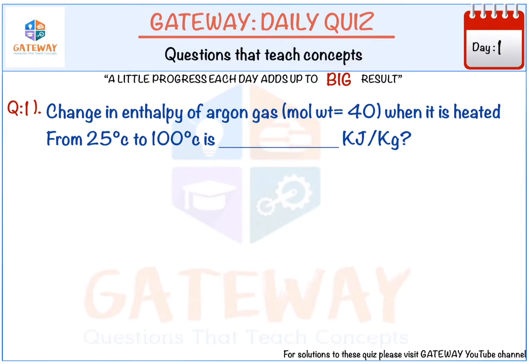Change in enthalpy of argon gas, molecular weight is equal to 40, when it is heated from 25 degrees centigrade to 100 degrees centigrade. So let us solve it. It is said that it is an argon gas. Argon is an inert gas. We studied in class 11 and 12 that argon is an inert gas.